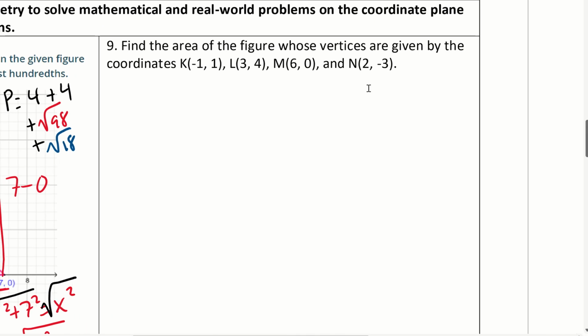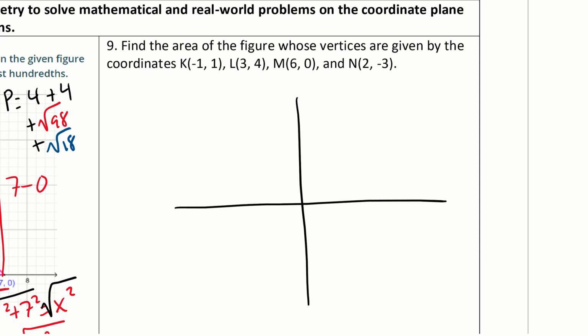So now number 9, find the area of the figure whose vertices are given by the following coordinates. So here it's probably a good idea to draw that. That's K, which is at -1, 1. We have L, 1, 2, 3, 1, 2, 3, 4. So we have 3, 4, that's L. M here is 6, 0. And N is 2, -3.